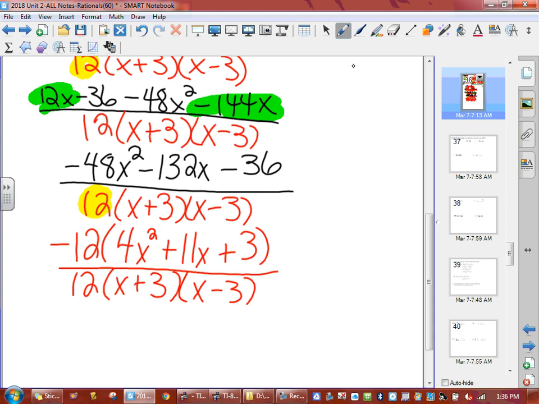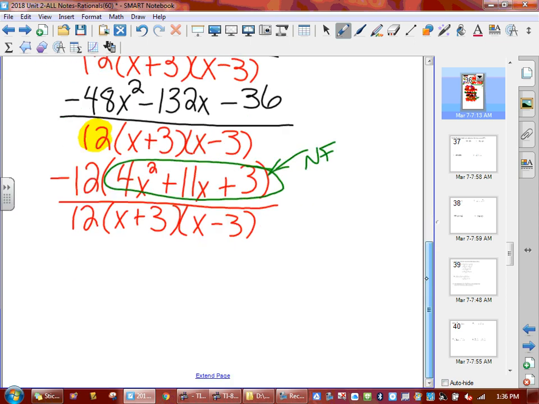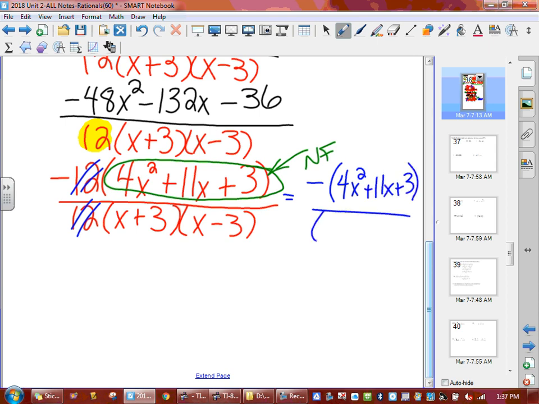And now I would try to diamond this, and there's no factors for it, so that's not factorable. So the only thing that we can do to reduce it is what? What do you see we can reduce? The 12s. So we can only reduce the 12s. So your answer would be negative bracket 4x squared plus 11x plus 3, all on top of x plus 3, x minus 3, final answer.